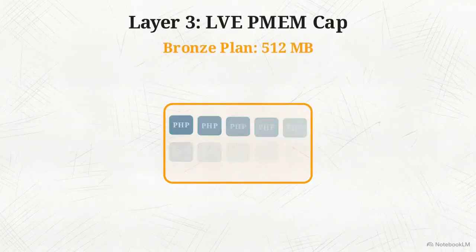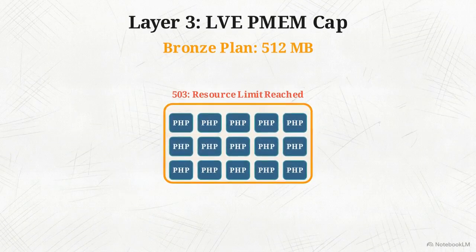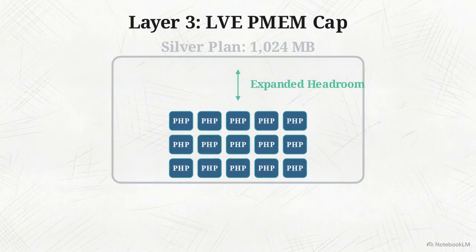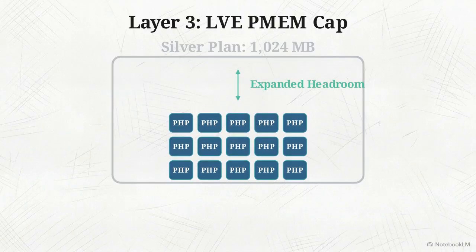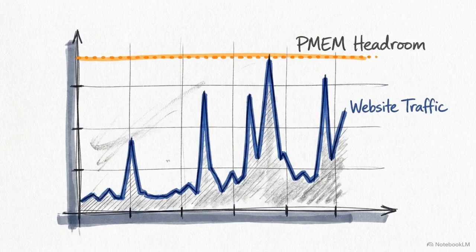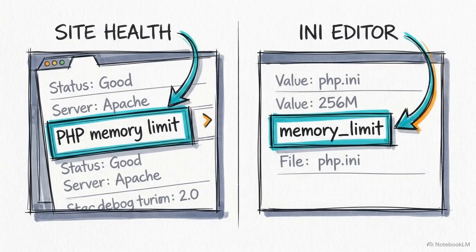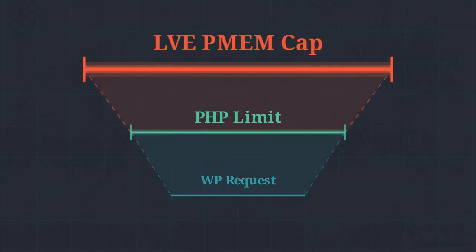Moving from a bronze plan with 512 megabytes of PMEM to a silver plan with 1024 megabytes actually expands the physical size of the container. Stable hosting infrastructure requires enough physical headroom to handle your busiest moments. When your container size matches your peak concurrent traffic, your site stays online through the spikes. You now know how to verify your active memory limits inside Site Health, configure the MultiPHP INI Editor, and map exactly where your server's constraints are located.